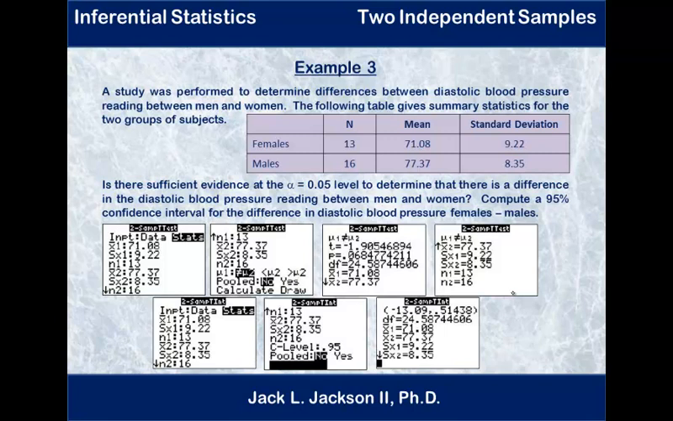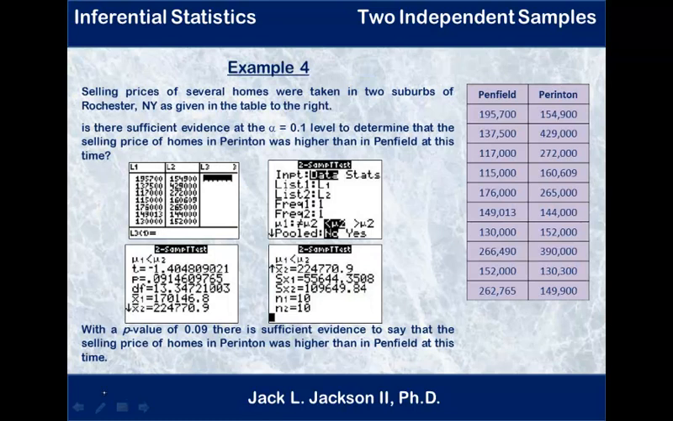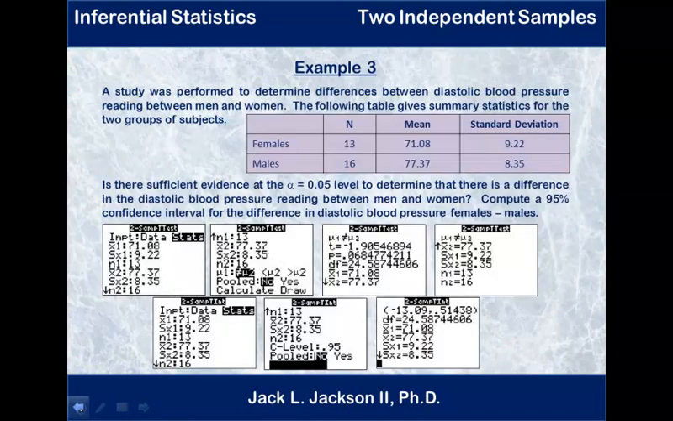So X bar 1, the sample mean of data set 1, is for females. Females are 1, males are 2 in this particular example. So 71.08. Standard deviation 9.22. N sample size 13. And then type in the same data for the males in the next 3 lines. And then, of course, you see a little arrow in the lower left corner there of the screen. So you down arrow.